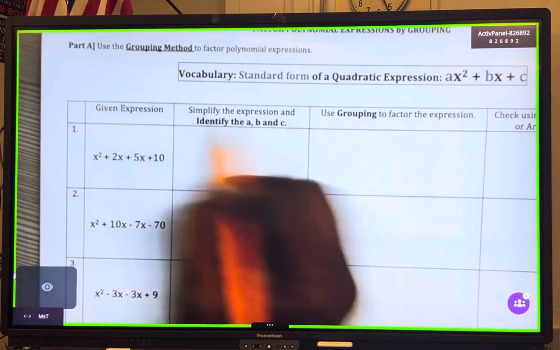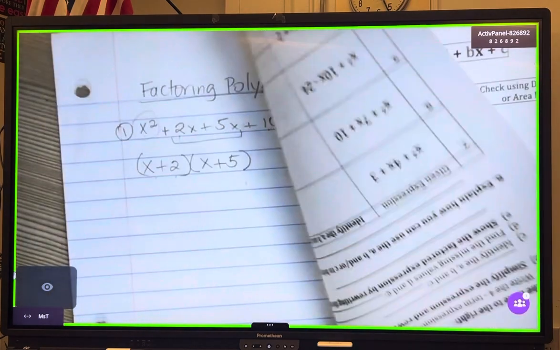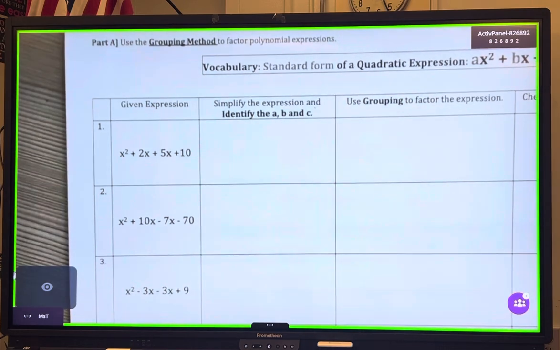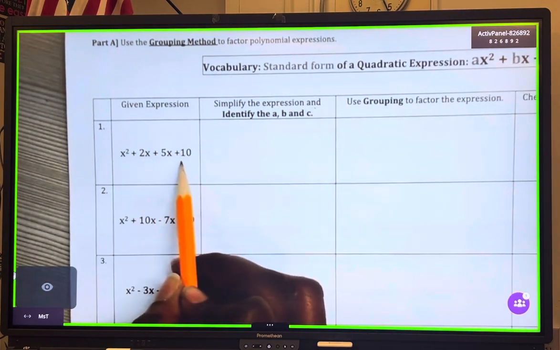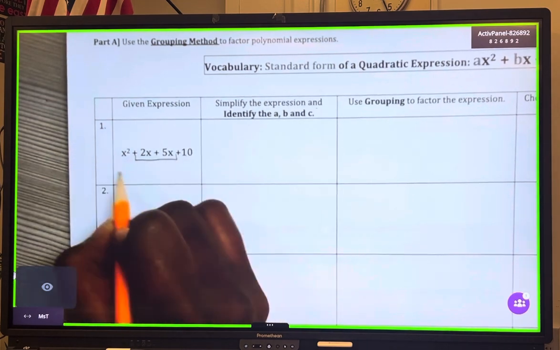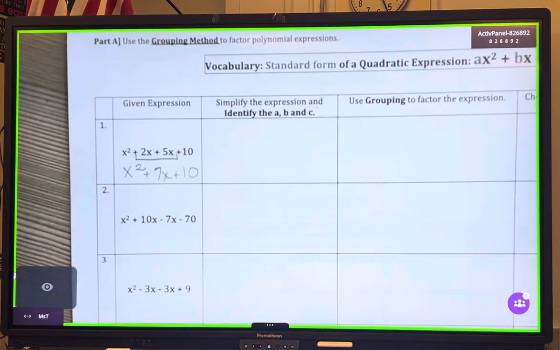So first thing we're going to do is simplify the expression, and then after we simplify the expression, we're going to identify the A, B, and C. So you told me earlier this is not simplified, right? Yes. Okay? So then what do I need to do to simplify? Combine the like terms. So what is this going to be once I simplify? X squared plus what? 7x plus 10. Everybody with me? Yes.